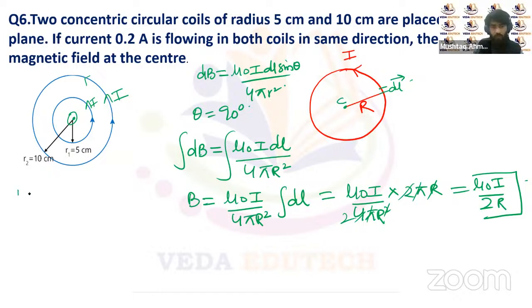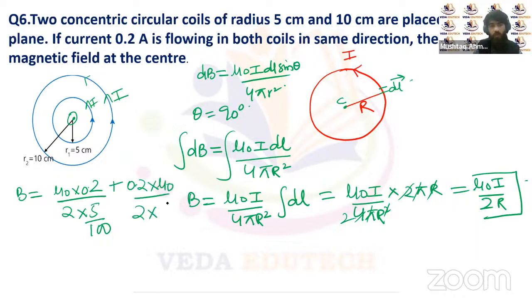So the net magnetic field, because of the first, smaller circle, will be mu naught times the current 0.2 upon 2r. The value of r is 5 centimeter, we'll write it as 5 upon 100 in meters. And then the second magnetic field will be because of the larger coil, that will be 0.2 times mu naught upon 2r. The radius of the larger coil is given as 10 centimeter, that will be 0.1 meter. So this will be the net magnetic field.